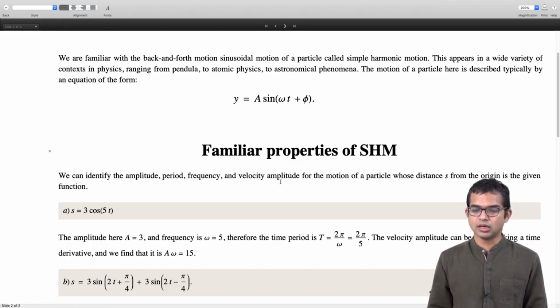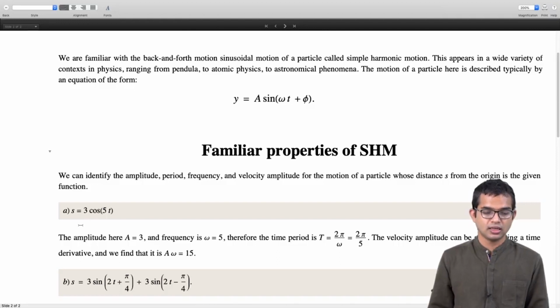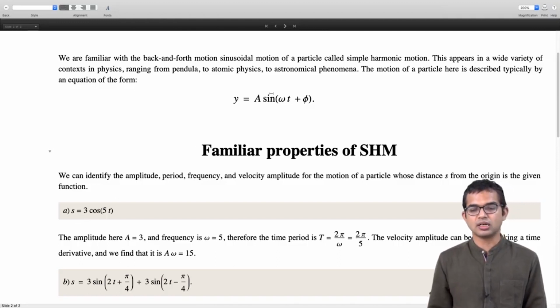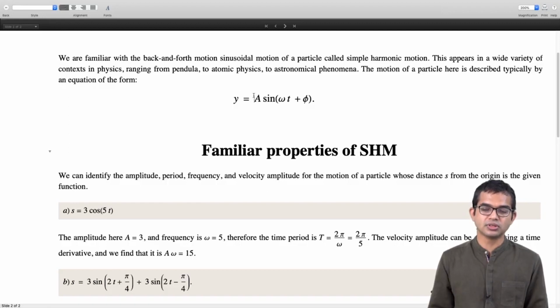So given the distance of some particle, if you know s as a function of time, let's say you're measuring s from the origin, and it is given to be s equal to 3 times cosine of 5t. It doesn't matter whether it's cosine or sine. This is a comprehensive way of thinking about this because you have this phase, which allows you to treat cosines or sines. There's a way to bring it back to this form. Of course, it's possible to look at this function 3 times cosine of 5t and bring it to this form, but we can directly read off from here.